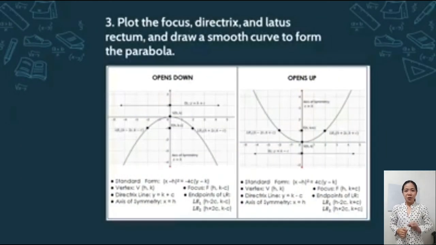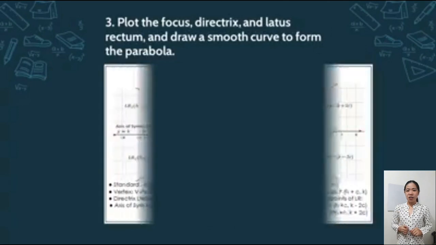Lastly, for step 3 in graphing, plot the focus, directrix, and latus rectum and draw a smooth curve to form the parabola. Remember, it must be a smooth curve, not the letter V. It's a smooth curve. So we have the figures on the presentation.